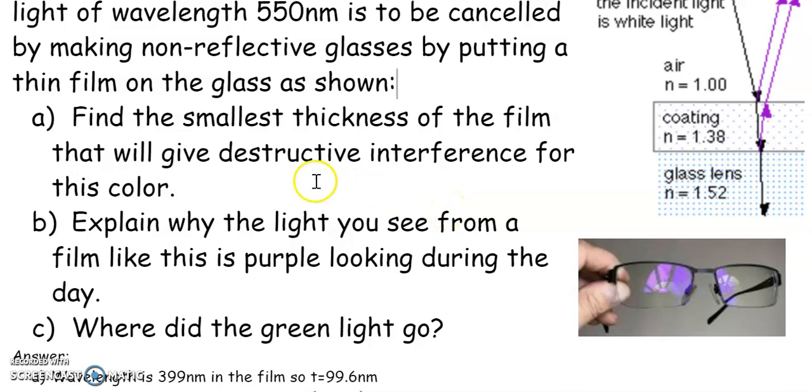And let's keep going with the question then. Explain why the light that you see from a film like this looks purple. So if we were to ask instead, well, okay, so the green gets blocked out, it doesn't reflect.